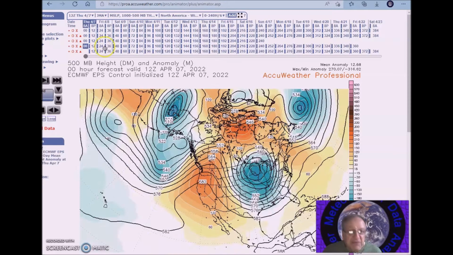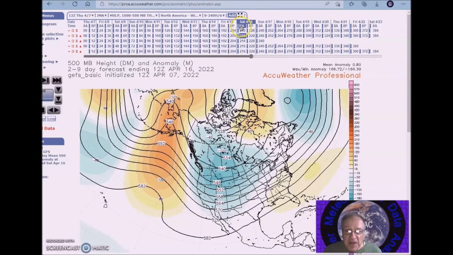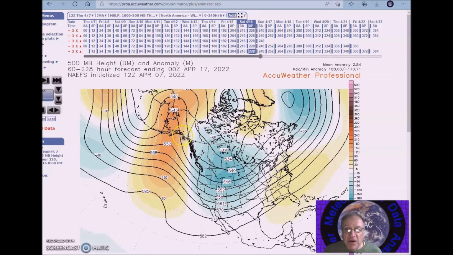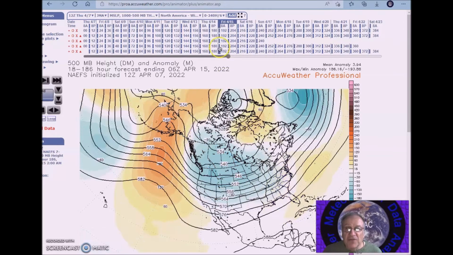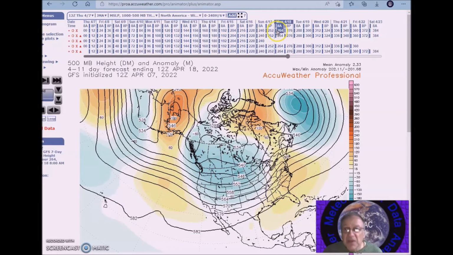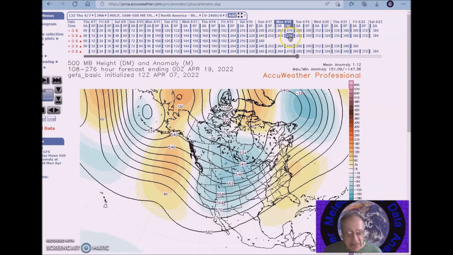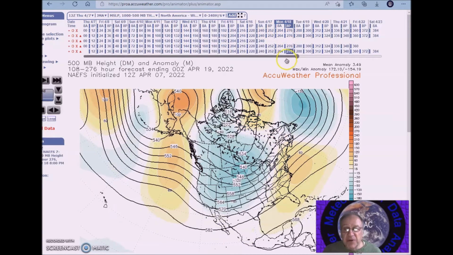Look at the period for April 15th to the 19th. Now you see the pattern setting up here. This ridge builds across the East Pacific and Alaska, resulting in a ridge in the west, trough in the east. Go to the end of the period, see this. So the models are in pretty good agreement for the most part.